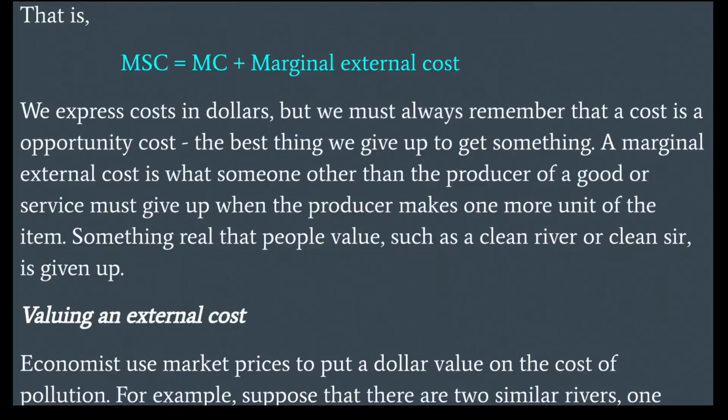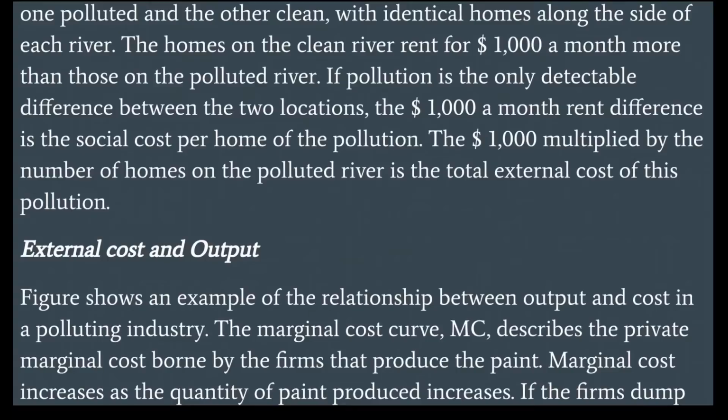Valuing an external cost. Economists use market prices to put a dollar value on the cost of pollution. For example, suppose that there are two similar rivers, one polluted and the other clean, with identical homes along the sides of each river. The homes on the clean river rent for $1,000 a month more than those on the polluted river. If pollution is the only detectable difference between the two locations, the $1,000 a month rent difference is the social cost per home of the pollution. The $1,000 multiplied by the number of homes on the polluted river is the total external cost of this pollution.